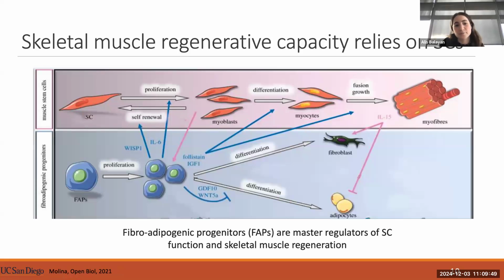Fibroadipogenic progenitors, on the other hand, play a supportive but key role for satellite cells during muscle regeneration. They secrete certain factors that help with proliferation and self-renewal, and they themselves are able to differentiate into either fibroblasts or adipocytes. Fibroblasts are able to modify the extracellular matrix of their microenvironment, and at appropriate levels, they're able to provide certain cues to direct proper regeneration. However, accumulation of too many fibroblasts can cause fibrosis, and similarly, differentiation of FAPs into too many adipocytes could cause fatty accumulation.